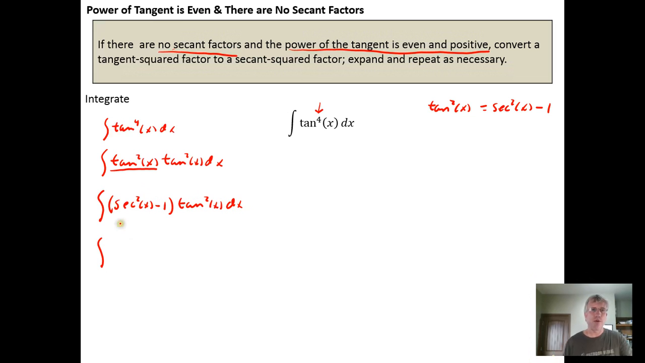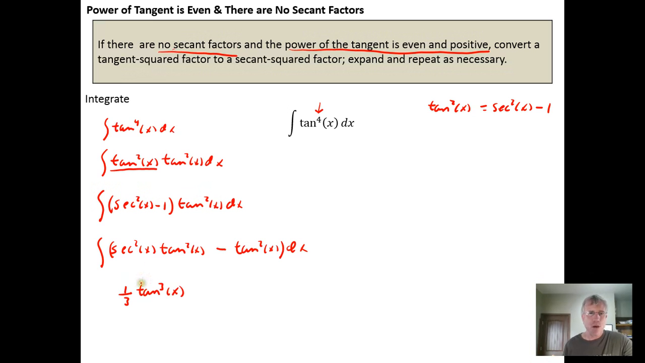And then we distribute this tangent function into the parentheses. And when we do that, right away we wind up with one term that can be easily integrated and one that cannot. So we have secant squared of x times tangent squared of x, which is easy to integrate. And then we have minus the tangent squared of x, and this should all be in parentheses, dx. And the idea is this one here is easy to integrate. This is just going to be 1/3 times the tangent cubed of x.